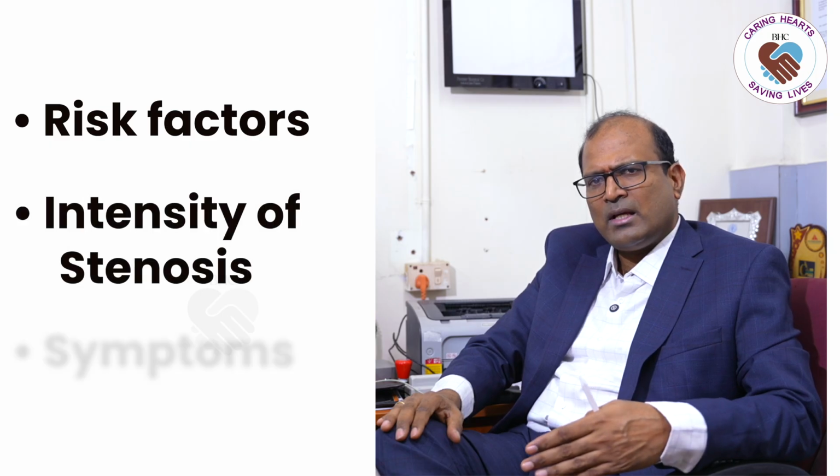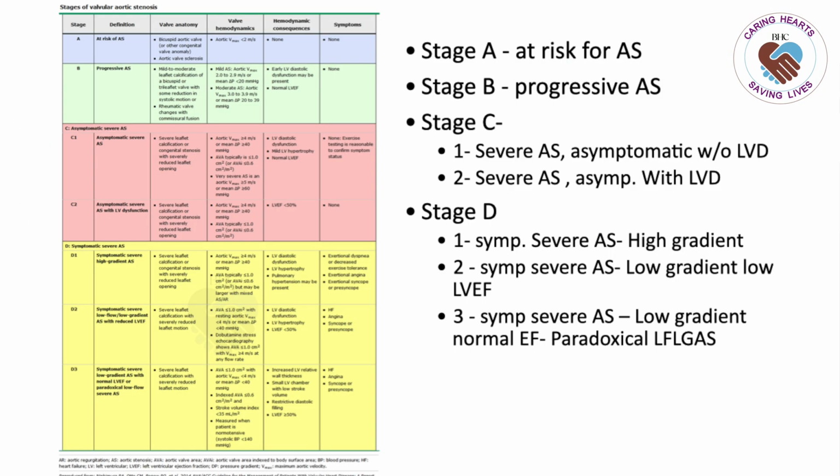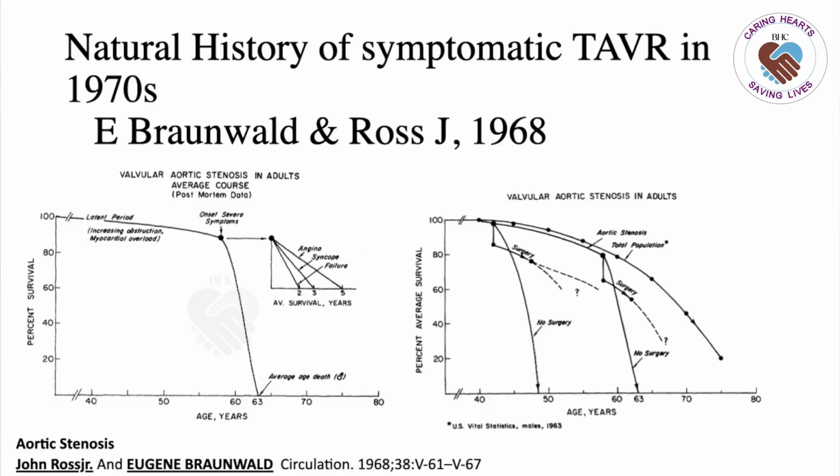We classify the aortic stenosis based on risk factors, intensity of stenosis and symptoms from stage A to stage D. If you look at this particular chart, this is quite an old chart available since the 1960s.